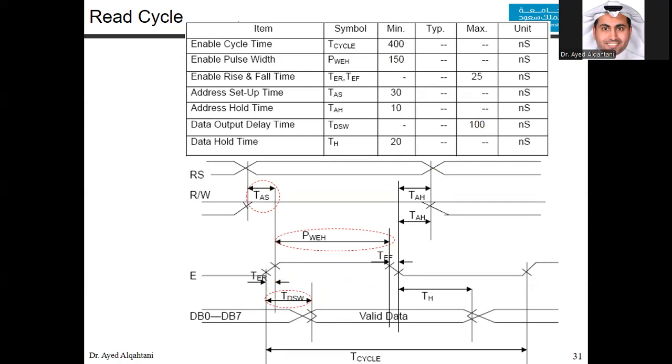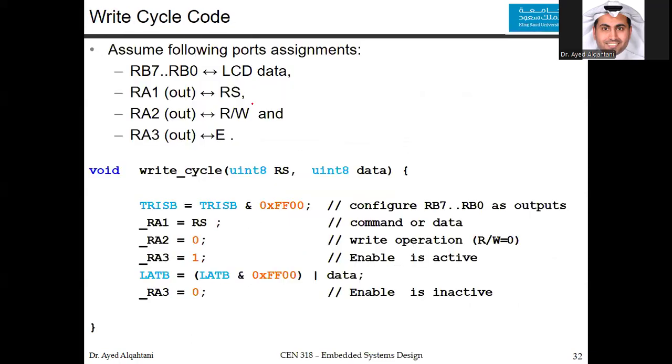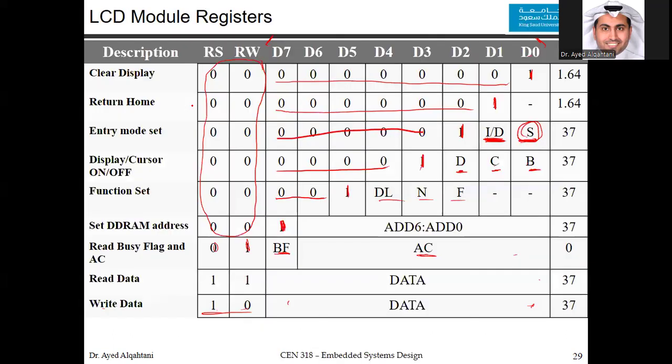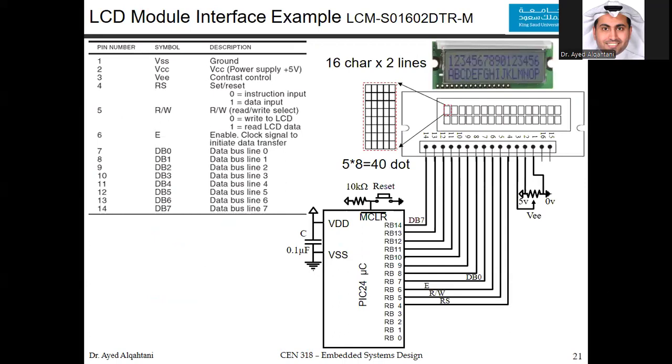Okay, how to program? Programming is kind of easy because we already explained everything in the previous lecture. For the write cycle code, we will say that these are the control, and for this specific code, we will assume that RA1 is used for RS, RA2 is used for R/W, and RA3 is used for the enable. If this is the assumption here, you need to go back here and change the connectivity for the E, the R/W, and the RS, and connect them to the right ones, the RA1, the RA2, and the RA3.